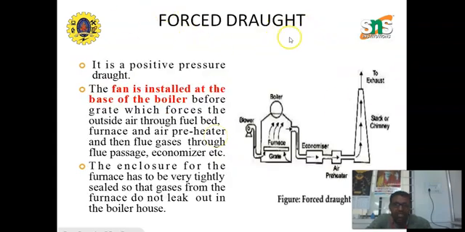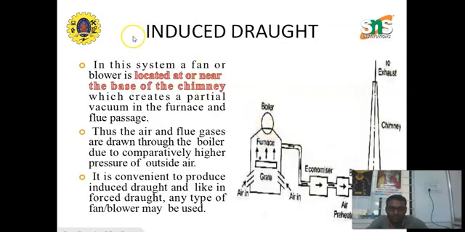The first one is the forced draught. It is the positive pressure draught. Here, the fan or blower is installed at the base of the boiler before the grate, which forces the outside air through the fuel bed, furnace and air preheater, and then the flue gases through the flue passage and economizer. The enclosure for the furnace has to be very tightly sealed so that gases from the furnace do not leak out into the boiler house.